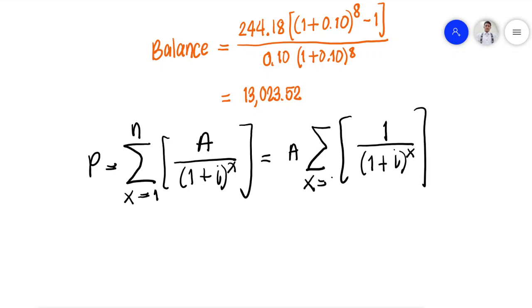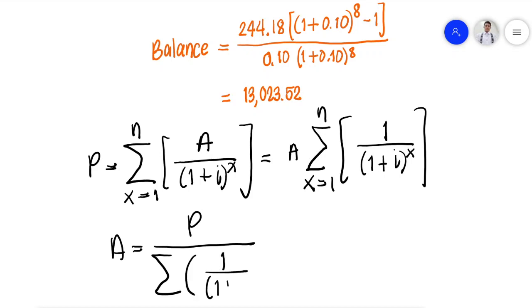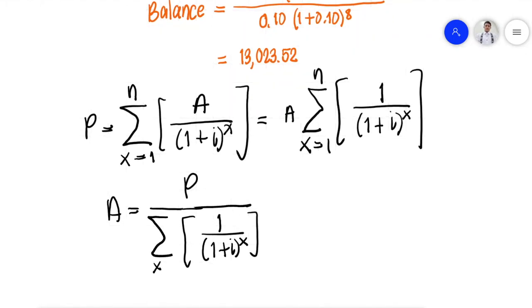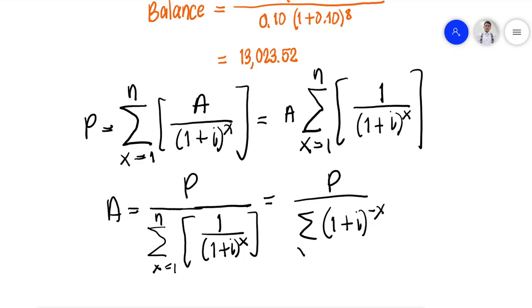And pwede tayo mag-cross multiply, no? Bali, yung A is equal to P over summation of 1 over 1 plus I raised to X, from X equal to 1 up to N. Okay, so pwede ganyan. Pwede nga, gawin mo itong P over summation of 1 plus I raised to negative X, no? From X equal to 1 up to N. Pwede mong gawin yan to solve for A.